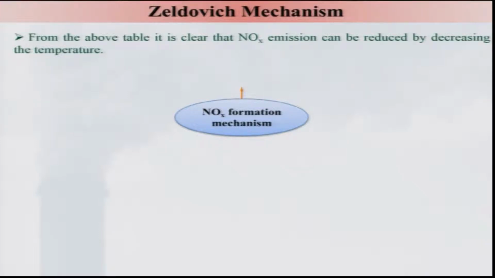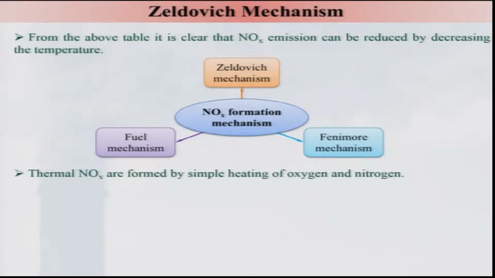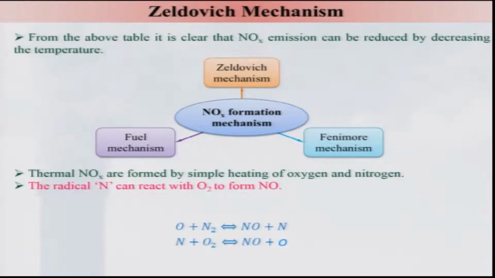So, for NOx formation mechanisms, one can think of the Zeldovich mechanism, the fuel mechanism and the Fenimore mechanism. The thermal NO comes from the Zeldovich mechanism, and thermal NOx is formed by simple heating of oxygen and nitrogen, as I had told earlier. So this is basically O plus N2 going to NO plus N, and the radical N formed in this reaction can react with oxygen to form NO. These two reactions were proposed by Zeldovich, therefore this is known as the Zeldovich mechanism.